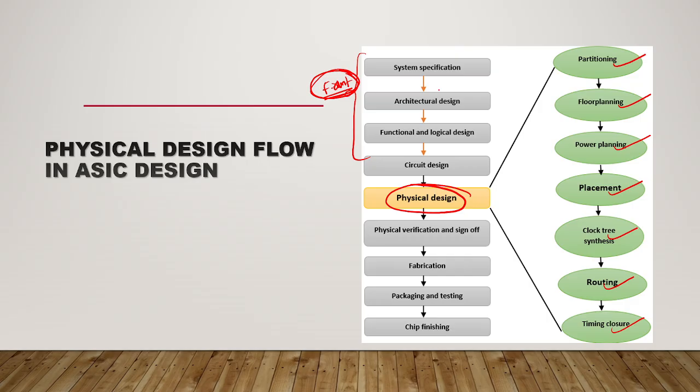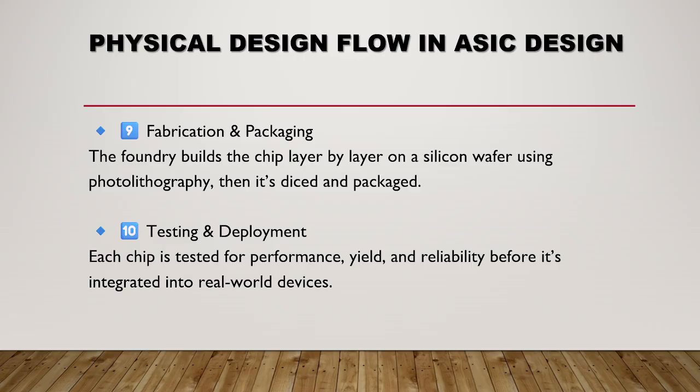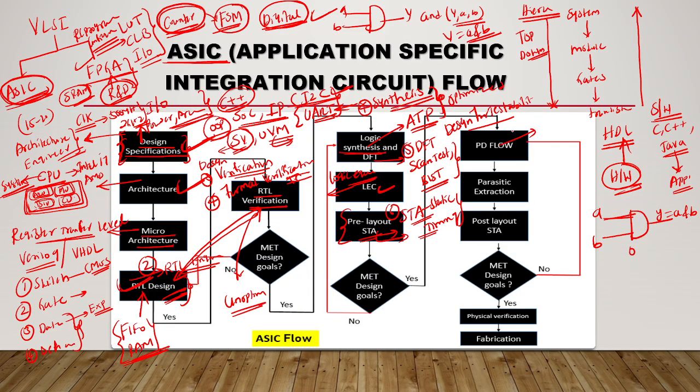So the PD people will take the input from the front end people, and they will make the ICs. They will partition into different groups. And floor planning, clock tree synthesis, routing, and timing closure will be done by the PD engineers. So here you have PD engineers. And next, physical design is the backend.